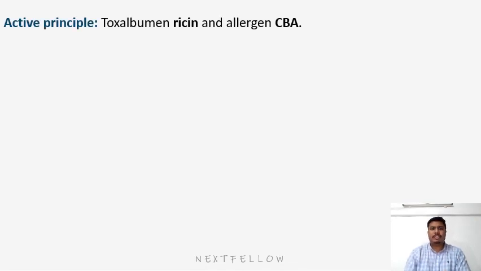Now, the active principle of Ricinus communis is toxalbumin ricin and allergen CVA. What is toxalbumin? It resembles bacterial toxin in action. It causes agglutination of red cells, binds to red cells and causes hemolysis, and it is also antigenic. Castor oil contains ricinoleic acid, which is not poisonous.